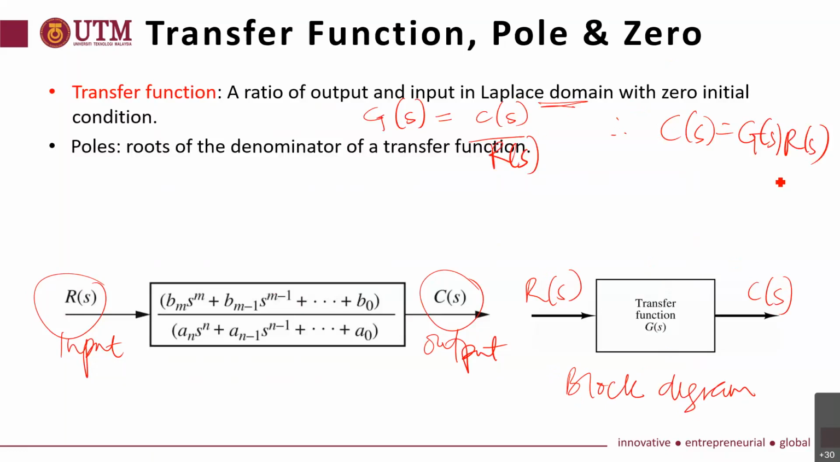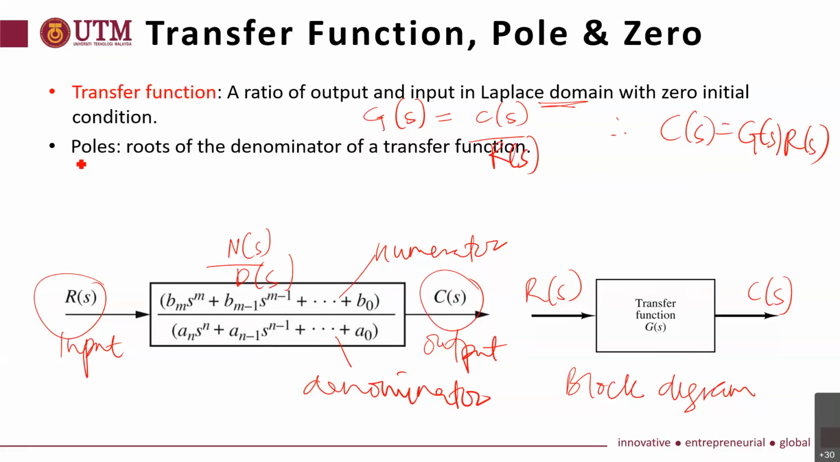And roots are poles. Pole is the root of the denominator. We have transfer function, numerator over denominator. Here, this one is the numerator. The bottom one is the denominator. Poles are the roots of the denominator, so roots of the bottom one are poles. In contrast, zeros. Zeros are the roots of the numerator.